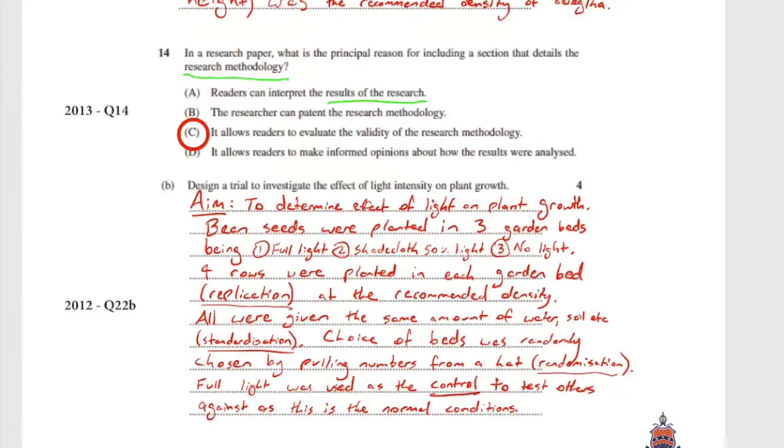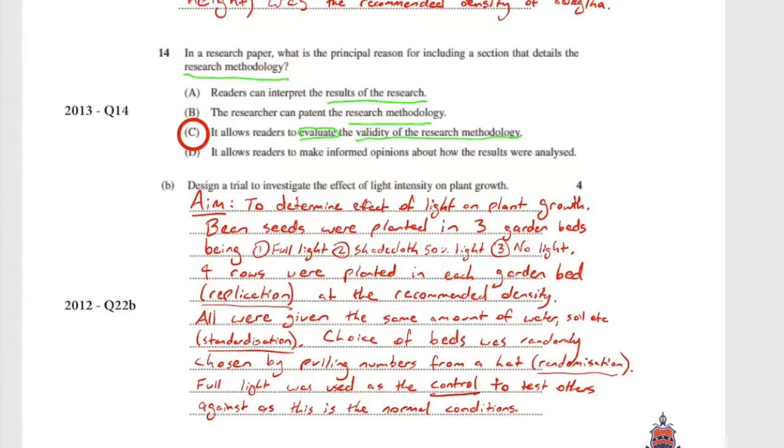Researcher can patent the research methodology. No, they can't do that. It allows the reader to evaluate the validity of the research methodology. That is correct, because it's to check if the researcher has done a good job of doing the experiment correctly in the terms of the standardization, randomization, replication, and control.